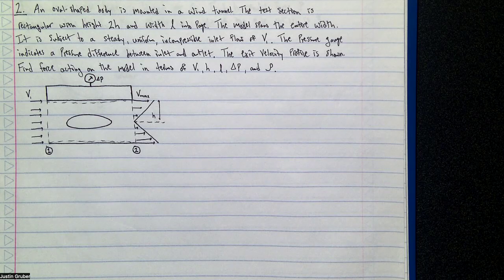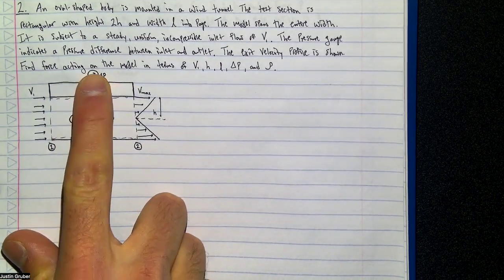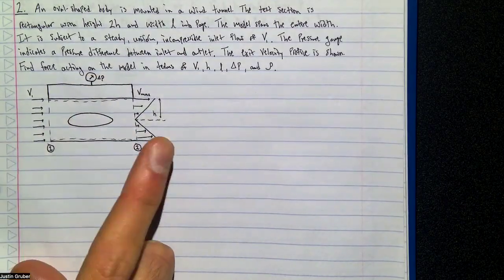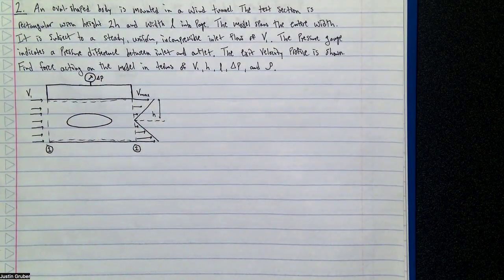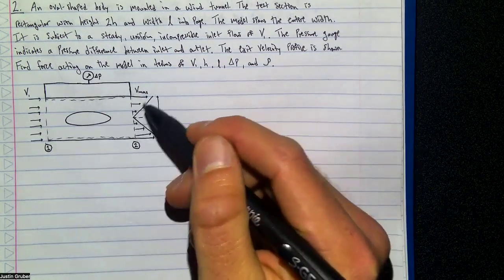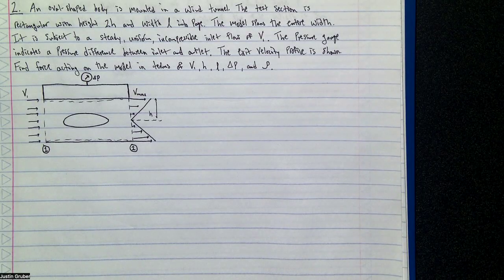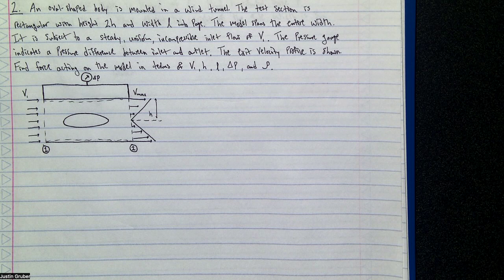The pressure gauge indicates a difference between inlet and outlet. The exit velocity profile is shown. They show it to us, but they don't give us what that velocity profile is. Like last time, they just gave us a nice equation. I'll show you how to go about getting that equation. Find the force acting on the model in terms of V1, h, L, delta P, and rho.